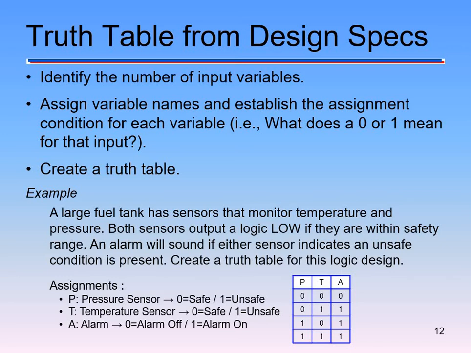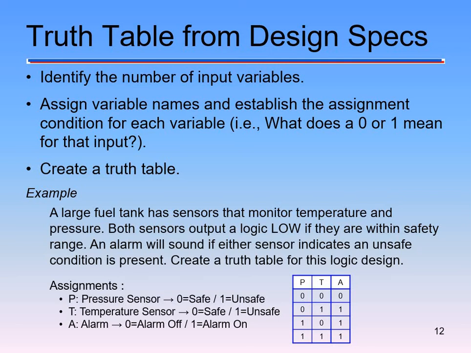So let's do an example here. We're going to even use something similar to this in the PLC class. So you're going to program a PLC, when you're a senior, to do the same kind of thing here. All right, so we have a large fuel tank that has sensors that monitor temperature and pressure. It says both sensors output a logic low if they are within safe range. So anytime it's safe, the pressure or temperature is going to output a 0. So that's safe for us, right?